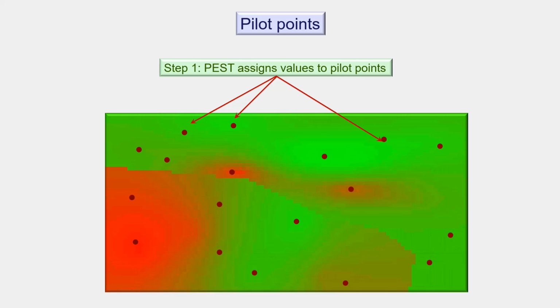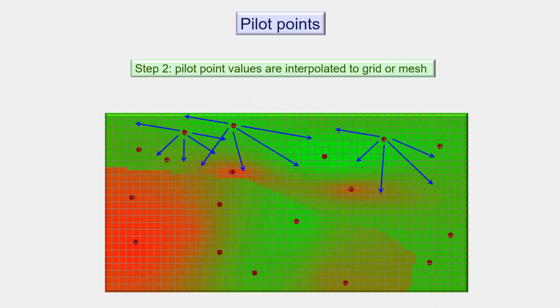Firstly, PEST assigns values to the pilot points. That's the first step. The second step is that interpolation takes place from those pilot points to the model grid or mesh. That grid can be structured or it can be unstructured. It doesn't matter.